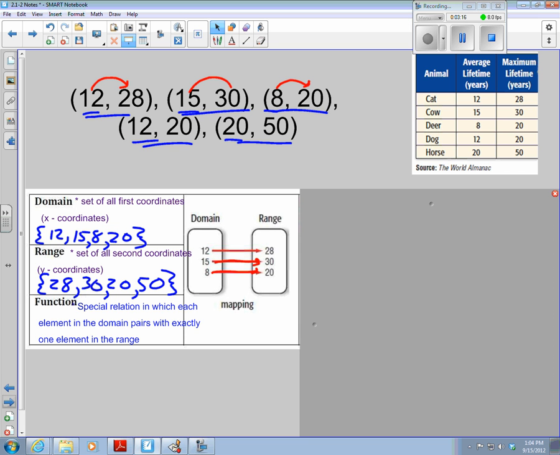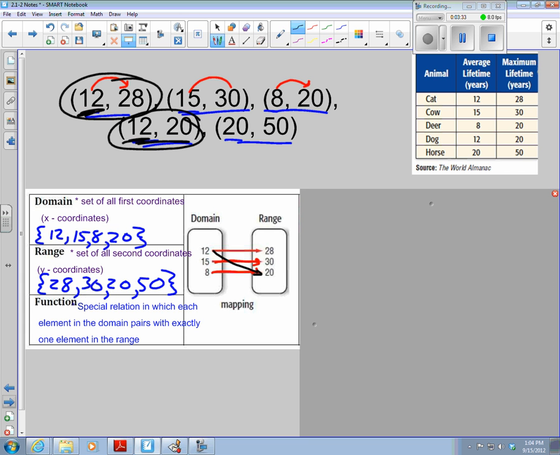Now we are missing a couple here. They didn't put 12 and 20 in there. That would be another little arrow like this, 12 and 20. And as soon as you do that, 12 going on to 28 and 12 going on to 20, you can see that 12 repeats itself in the domain. This is not a function.